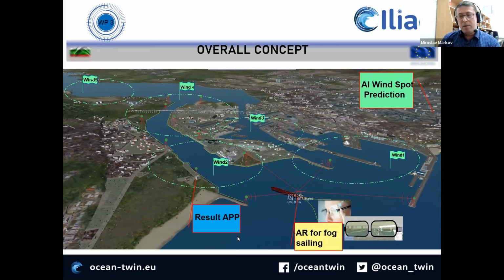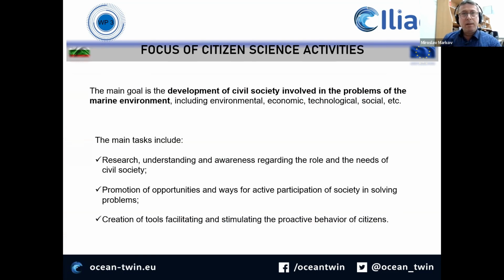and how the citizen science activities contribute to this pilot. I will explain in the next slides. The main goals of the citizen science activities we formulated as three focuses. The first one, research, understanding and awareness regarding the role and the needs of the civil society. The second one, the promotion of opportunities and ways for active participation of society in solving problems. And the last one, creation of tools facilitating and stimulating the proactive behavior of the citizens.